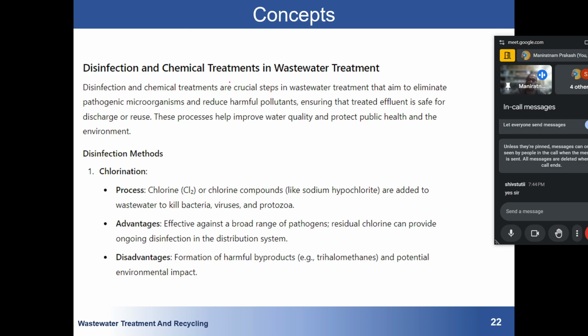Coming to the last topic, disinfection and chemical treatment in wastewater. I have shown you this before. In disinfection, some pathogens are there and we have to kill them, because they are responsible for waterborne disease. And chemical treatments are for removal of heavy metals and any harmful pollutants.